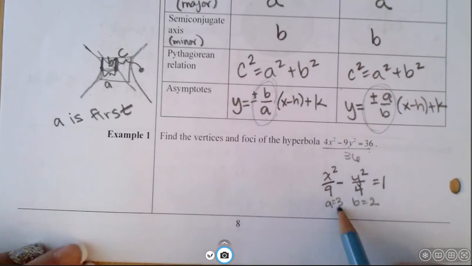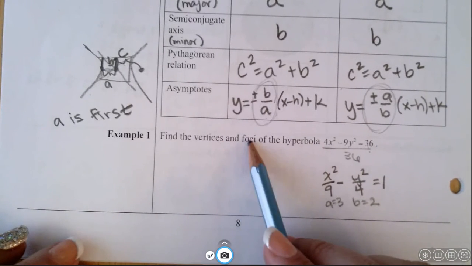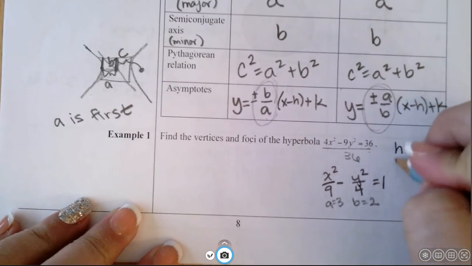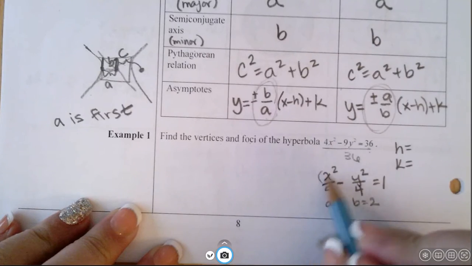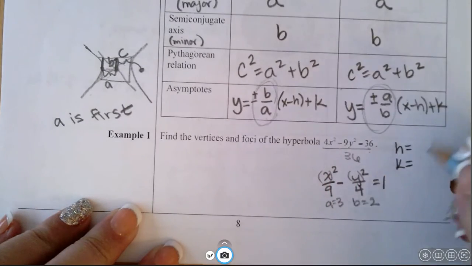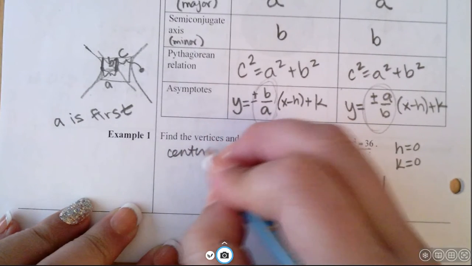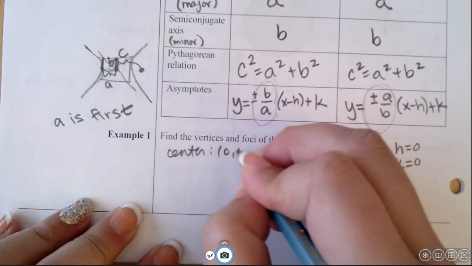Okay, so we found A and B. We want to find the vertices and the foci, so we need H, K, A, B, and C. So first we need to find H and K. Well, looking at this, nothing is subtracted from X or Y, so H, K is 0, 0. So we can say the center is 0, 0.